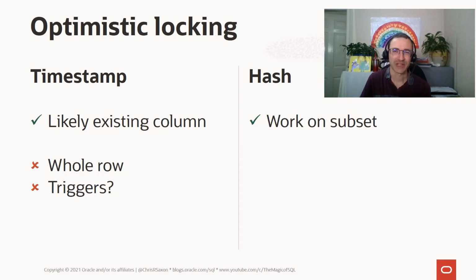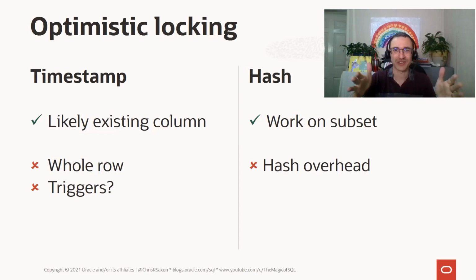Well, what about the downsides of using a hash? It's a lot bigger overhead compared to a timestamp. The data type is larger, so we need more storage if you're actually storing it, and computing a hash is more expensive as well. I'll discuss that a bit more, but basically, if you really care about performance, a hash might be a little bit too much overhead for you. Timestamp is more lightweight, and like I said, you probably already have it anyway.